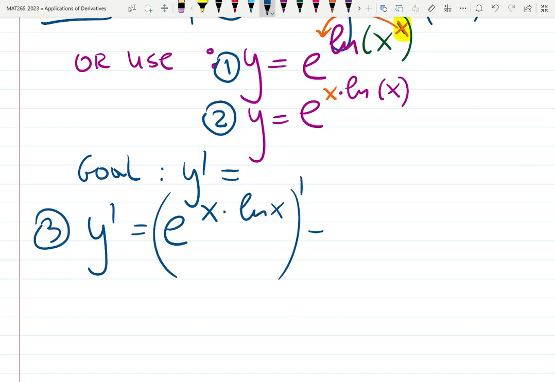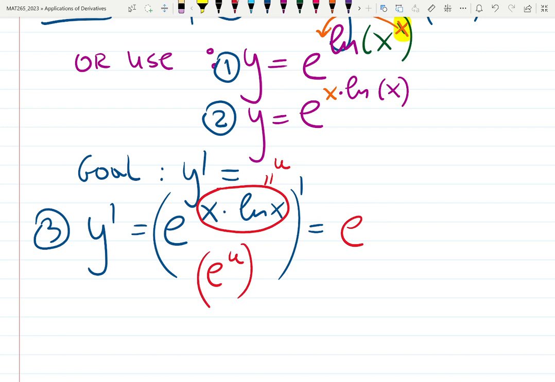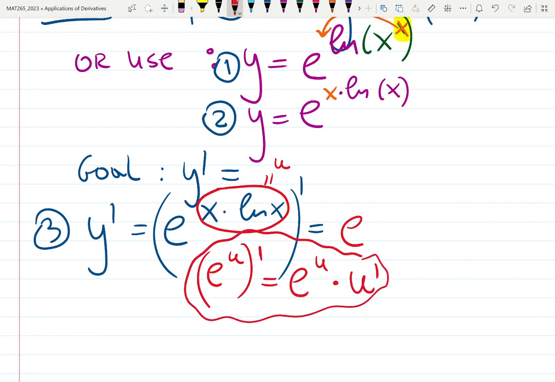Derivative of that. First of all, I see that this is some kind of u. So I'm working with e to the u. E to the u prime gives me e to the u. Well, let me actually tell you. E to the u prime is copy times u prime. That's chain rule. So that's what I'm going to do.